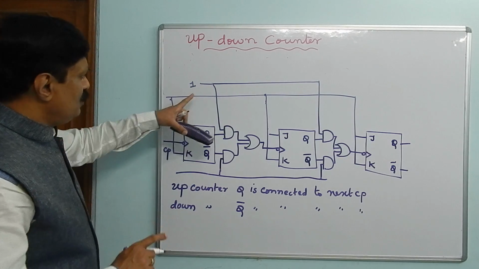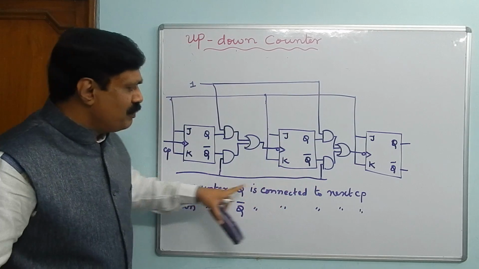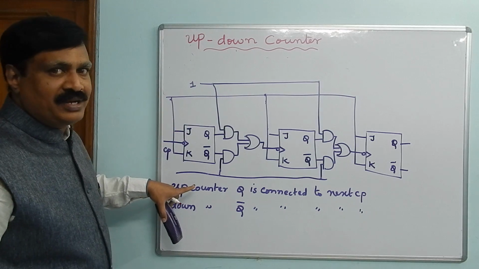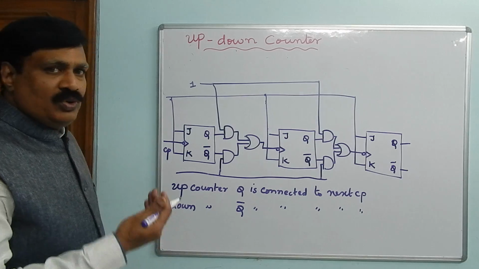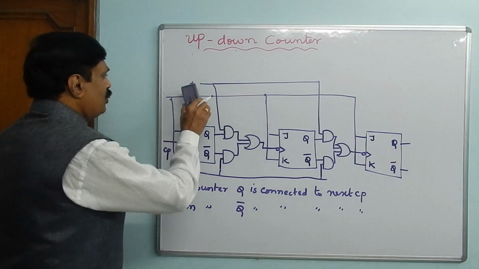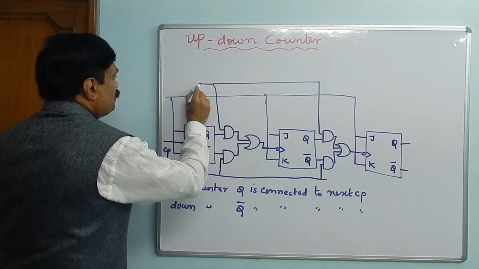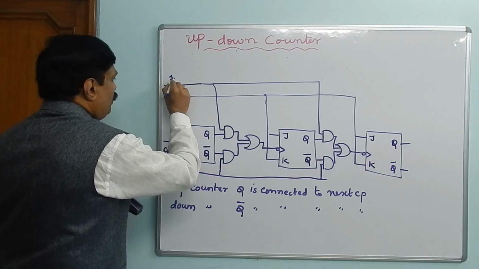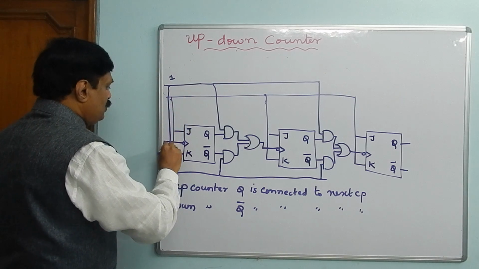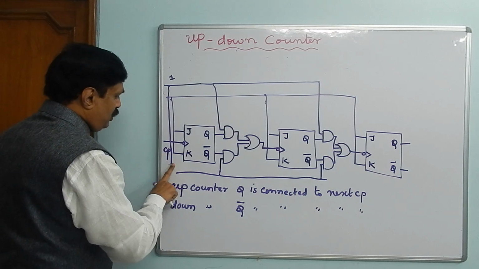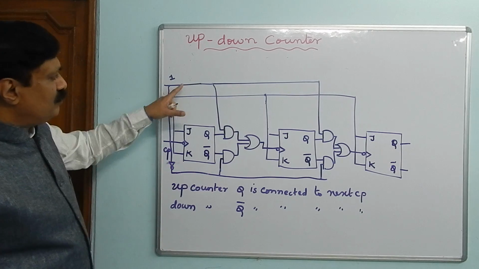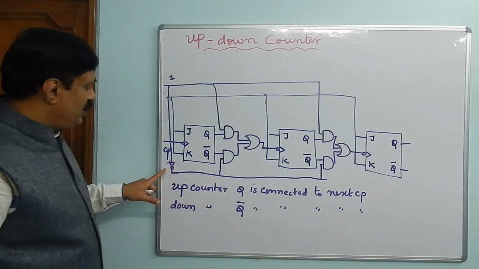Now this terminal and this terminal are called control terminals. Both this and this are control terminals. Now how to connect both of these? By means of a simple NOT gate only. Now listen. You are connecting this here through a NOT gate. Both the control terminals are connected through a NOT gate.